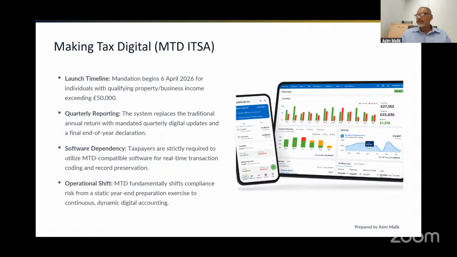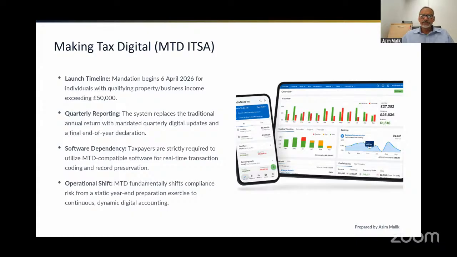Making Tax Digital is mandatory. Making Tax Digital for VAT purposes has been mandatory since 2016. Ever since then, there was a debate about having digital record keeping for individuals or for rental income. It was planned to be implemented in 2020, but because of COVID, it got delayed. And for other administrative purposes, they kept on delaying it.